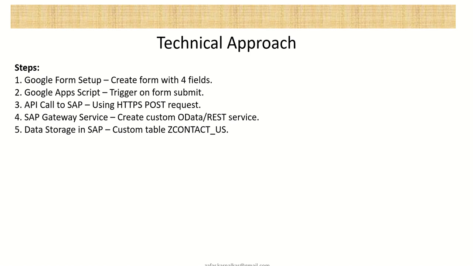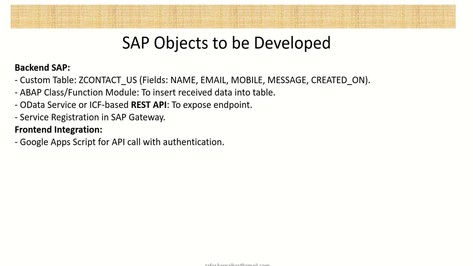So the technical approach: first we have to set up a Google form with 4 fields. Then in app script, a trigger on form submit. This is important. And then an API call to SAP using an HTTP POST request. OData is optional. I'm going with the REST API, but you can also try the OData service. And we'll create a custom table like Z contact underscore us, or any other table name you can give. No issue in that. And we'll store data in that table.